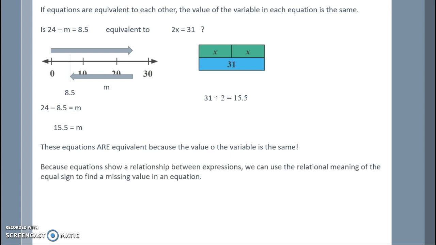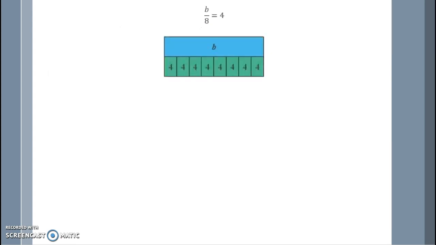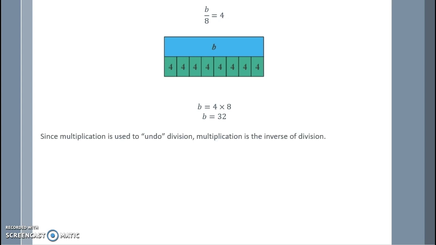Because equations show a relationship between expressions, we can use the relational meaning of the equal sign to find a missing value in an equation. Let's start with b divided by 8 is equal to 4. So we're not quite sure what b is, but when we partition it into 8 sections, each section has to be worth 4 units. Well, then I can take 4 times my 8 sections so that I know that b is equal to 32. Since multiplication is used to undo division, multiplication is the inverse of division.